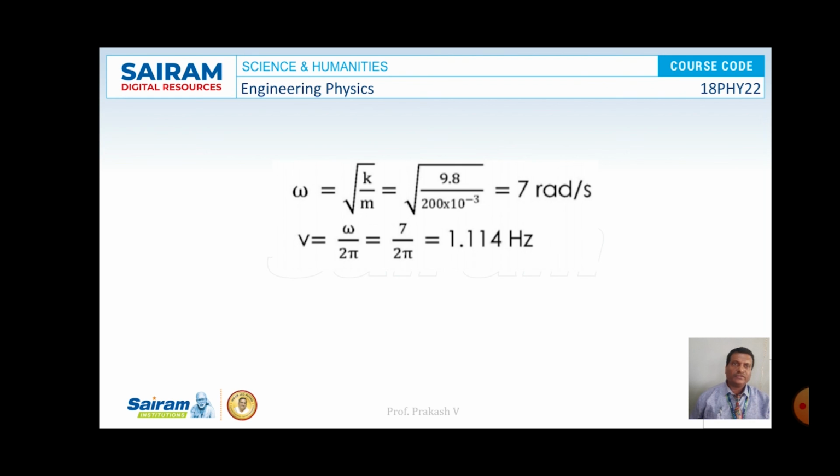And further, the frequency mu is equal to omega by 2 pi. So omega is 7, and when it is divided by 2 pi, the value of frequency is found to be 1.114 hertz. So this is the solution for the given problem.